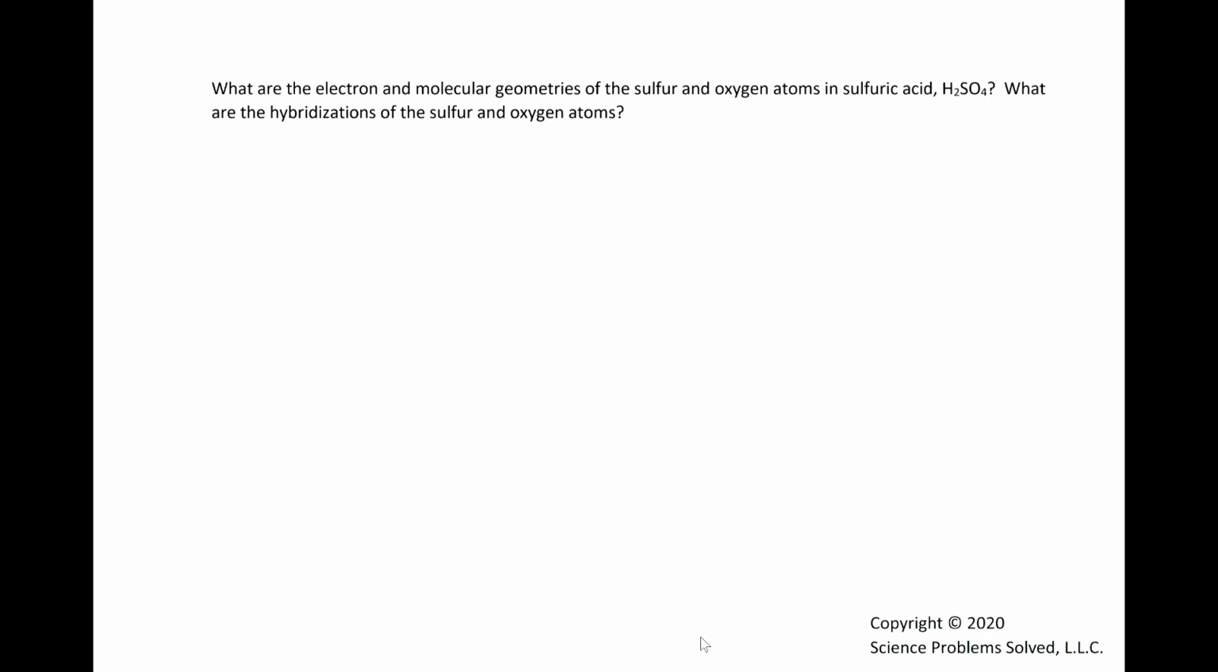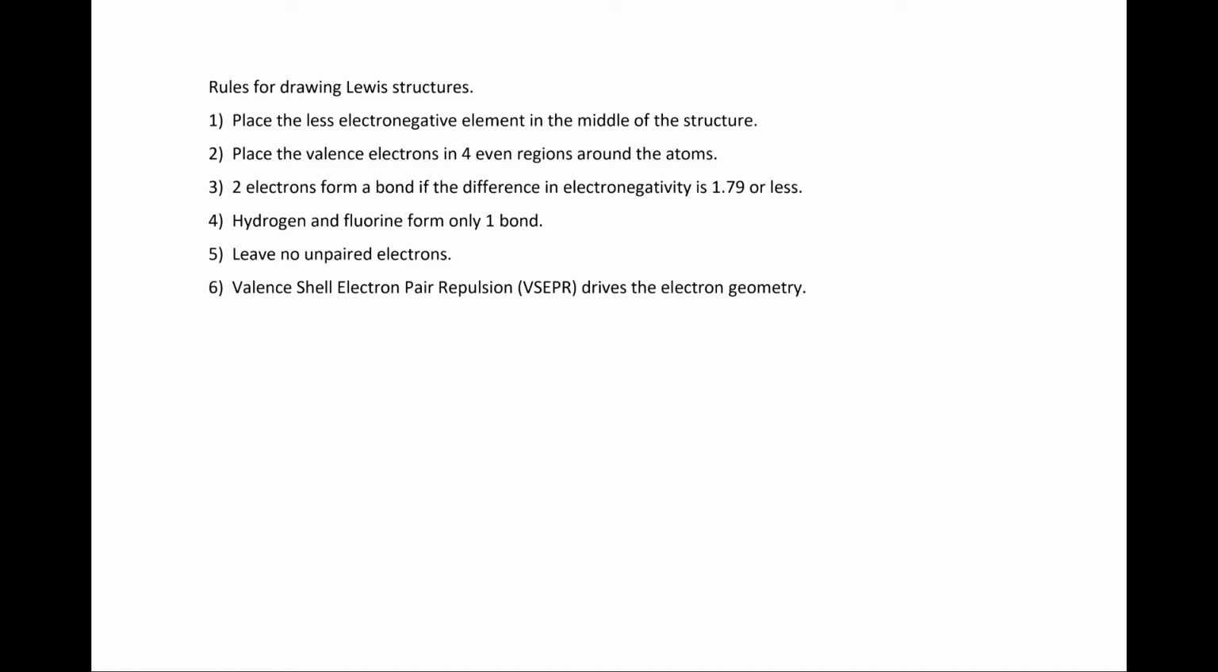What are the electron and molecular geometries of the sulfur and oxygen atoms in sulfuric acid, H2SO4? What are the hybridizations of the sulfur and oxygen atoms? We start by drawing the Lewis structure.